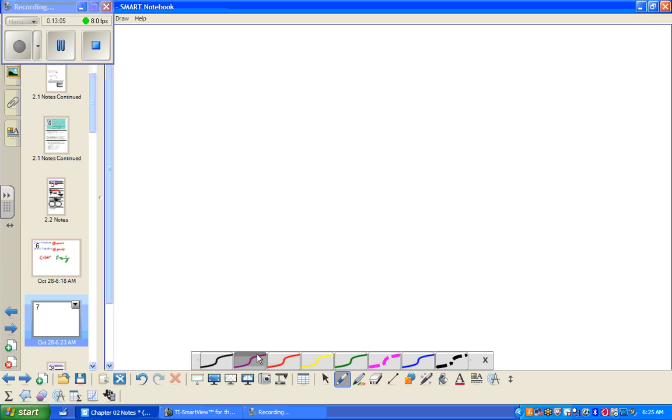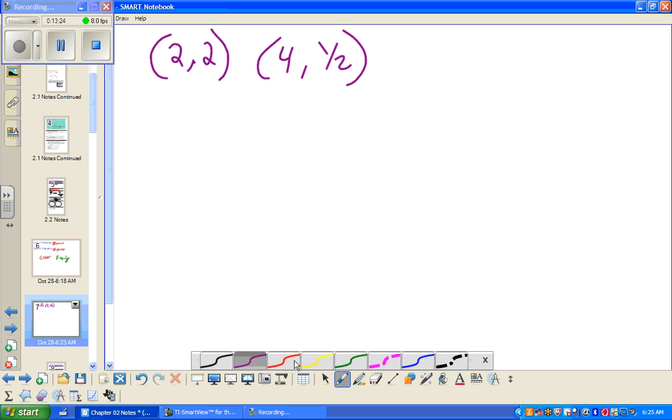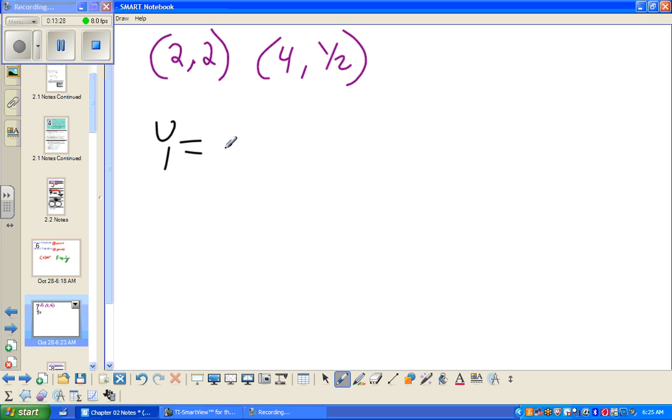So basically, I'm just going to take 2 points from that set of data. I'll take (2, 2) and (4, 1/2). You know what I mean? So that's what you're given. And basically, you know your power function is y equals k times x to the a.